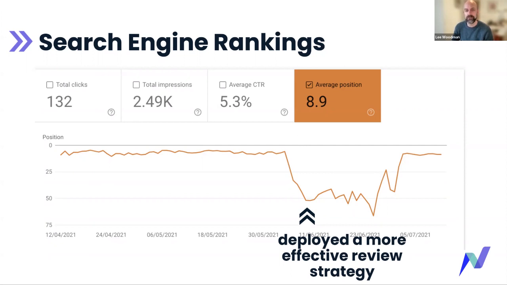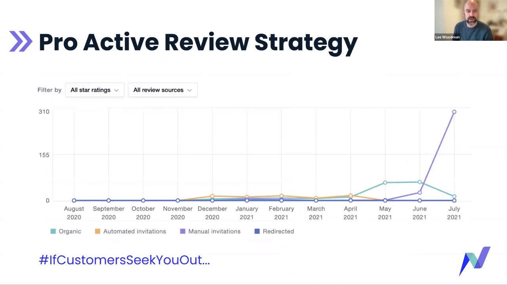I think it worked, put it that way. You can see here this purple line, the manual invitations. We started asking consumers to review our products actively, and you can see the uplift versus the organic reviews, which is people seeking us out to review. It rocketed up here. So that's an interesting one.